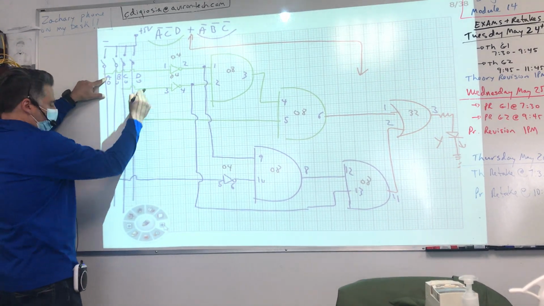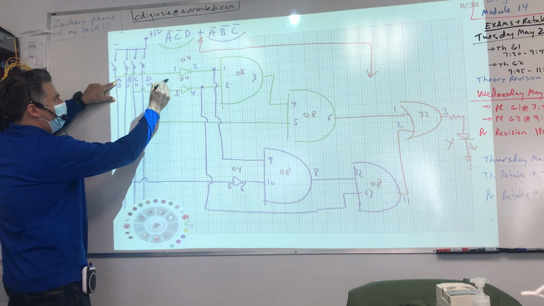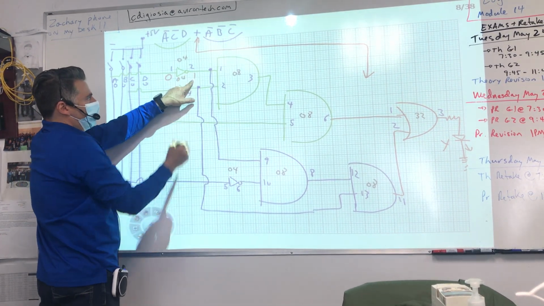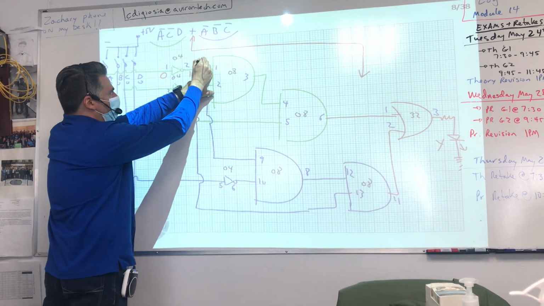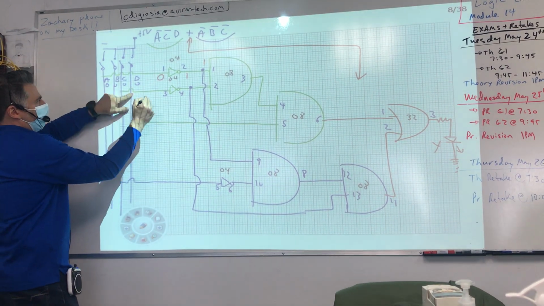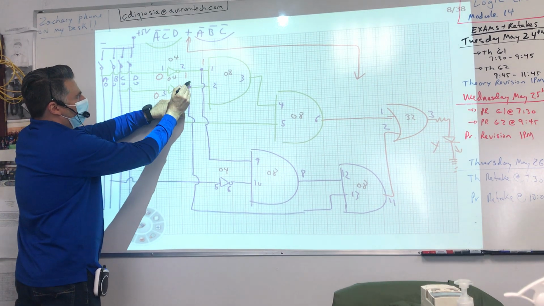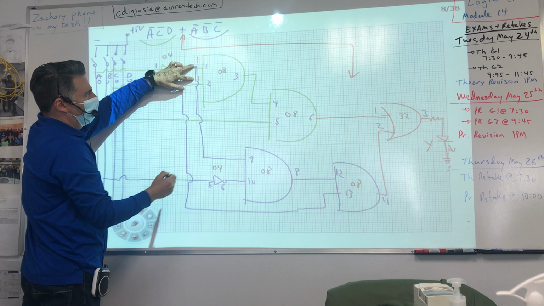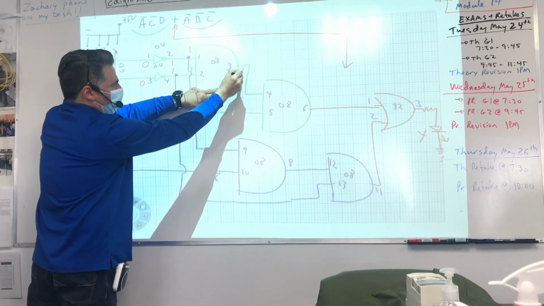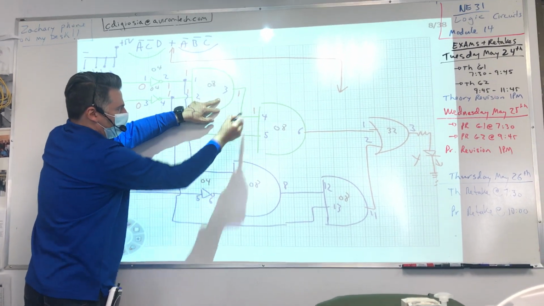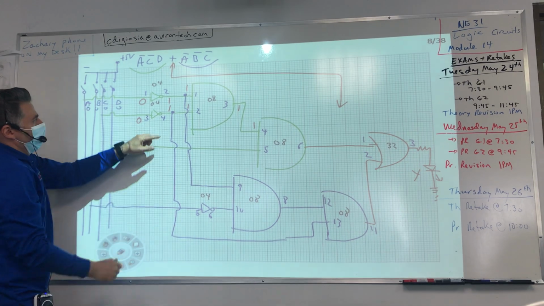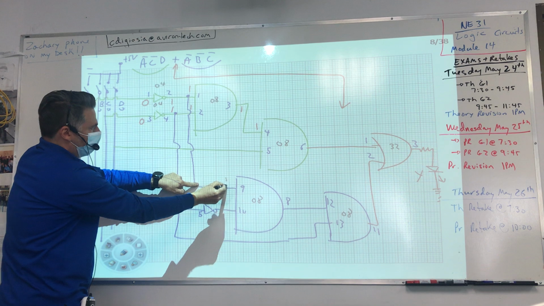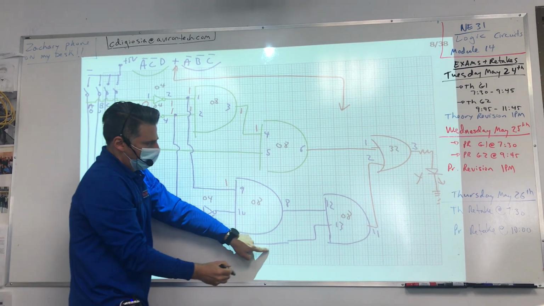If A is a 0, the output should be a 1, which means the input of the AND is a 1. If C is 0, inverted is a 1, which means the input here should be a 1. So 1 and 1, the output of an AND is a 1. That's tied to the input of this AND, which is a 1. Since I'm tapping off of these two, I can also put a 1 here and a 1 all the way here.